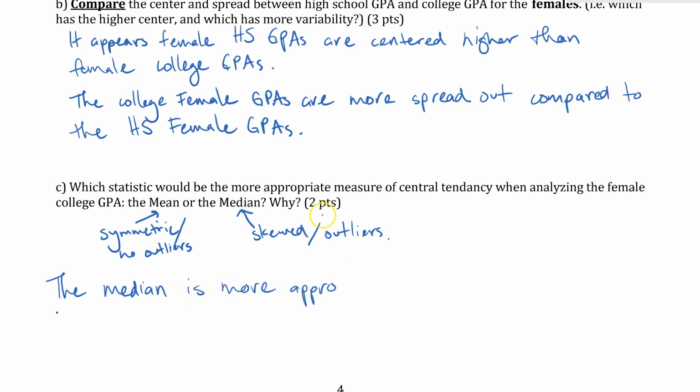And of course, it says why, so we need to make sure to include that in our answer. So I will say because the distribution, and then you can put your reasoning. I'll just put that it seems skewed to the left.